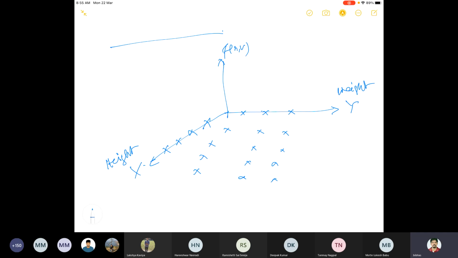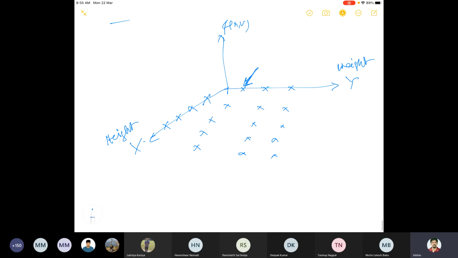Now we talked about the joint probability distribution, and then we talked about the marginal probability distribution. Now I am interested to know something else. Suppose I fix this value as the value of y. Then my question is how x is distributed.